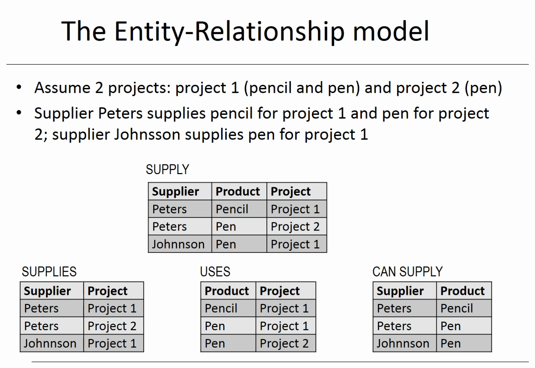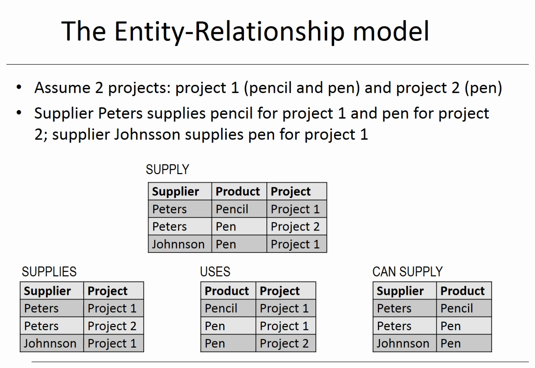To understand this, we need to write down some relationship instances. Assume we have two projects. Project 1 uses a pencil and a pen, and Project 2 uses a pen. Supplier Peters supplies the pencil for Project 1 and the pen for Project 2, whereas Supplier Johnson supplies the pen for Project 1. First, you can see the relationship instances in case we would use a ternary relationship type supply. We then also included the relationship instances in case we would use three binary relationship types: supplies, uses, and can supply.